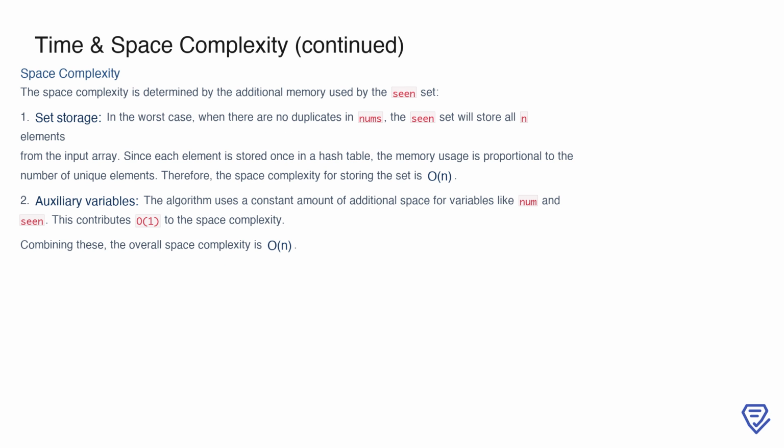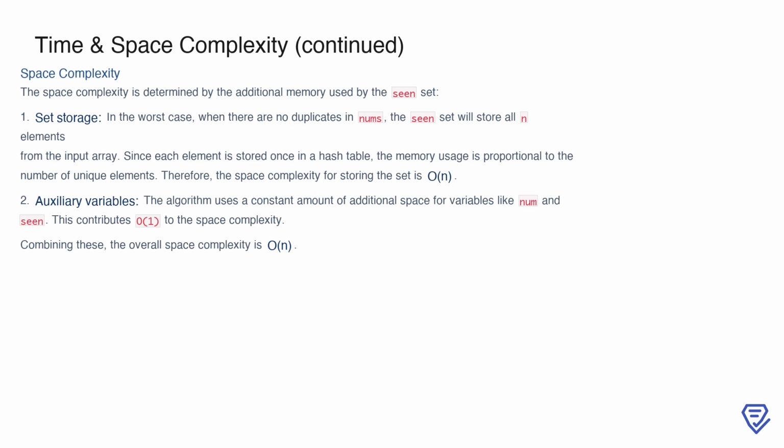Now let's examine the space complexity. The primary contributor here is the seen set that we use to track the elements we've encountered. In the worst-case scenario, when there are no duplicates in the array, the seen set will need to store all n elements. Since each element is stored exactly once in the hash table, the memory usage is proportional to the number of unique elements, giving us a space complexity of O(n).